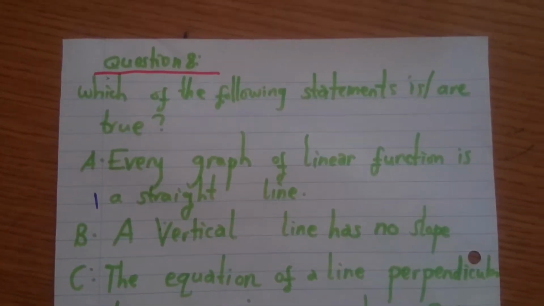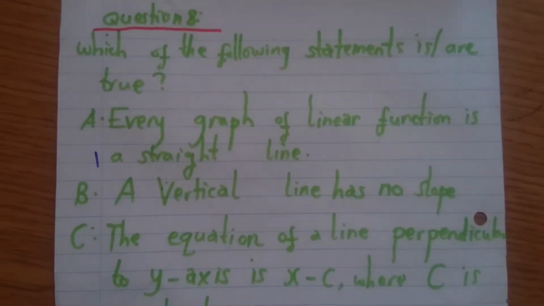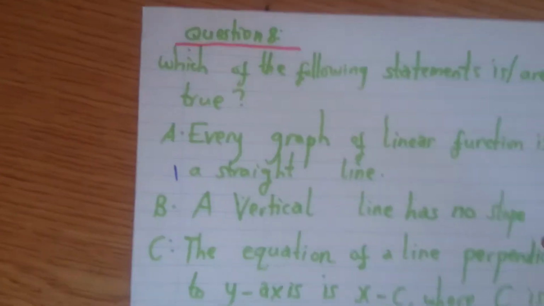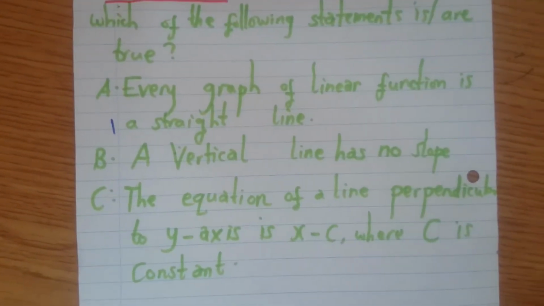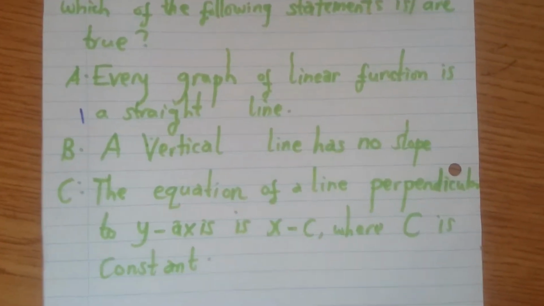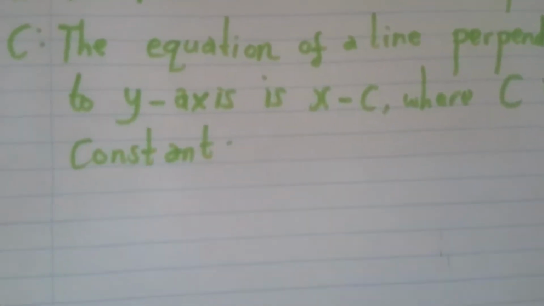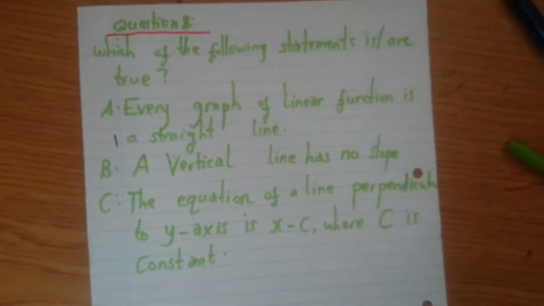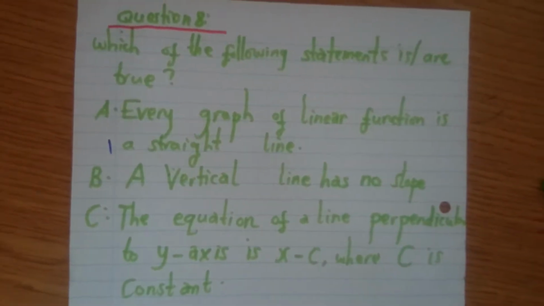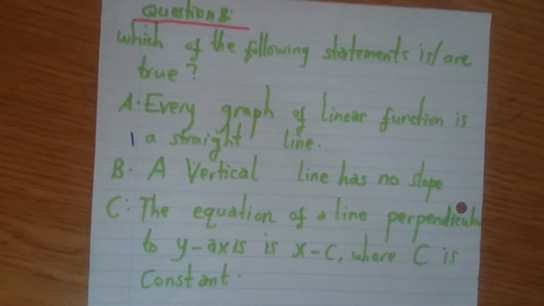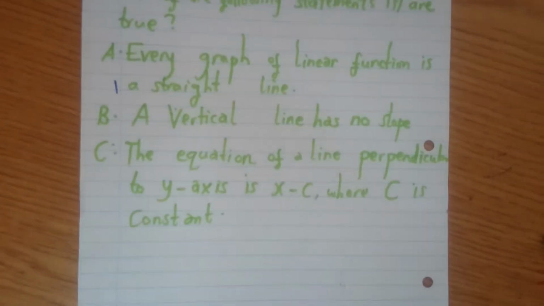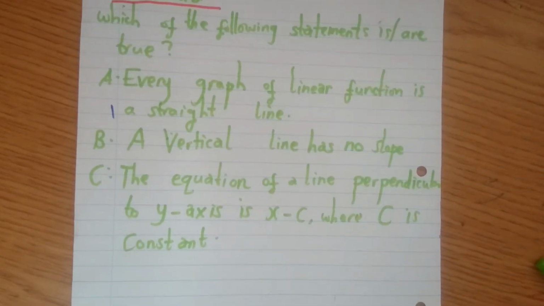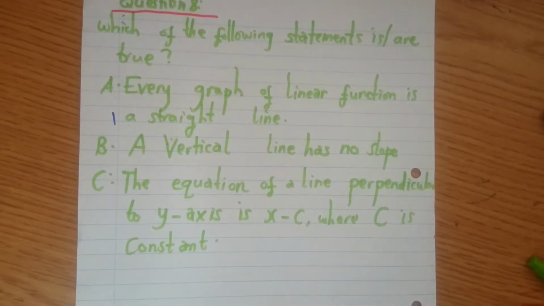Okay, so that's question 8 right there. In question 8, they say which of the following statements is or are true. They give options. A says every graph of a linear function is a straight line. Come on, that's obvious, because when you say linear, it means something straight. It does not bend. So every graph of a linear function is a straight line. Yes, it is. Now B says a vertical line has no slope. Yes, it does not have a slope. So A and B are true.